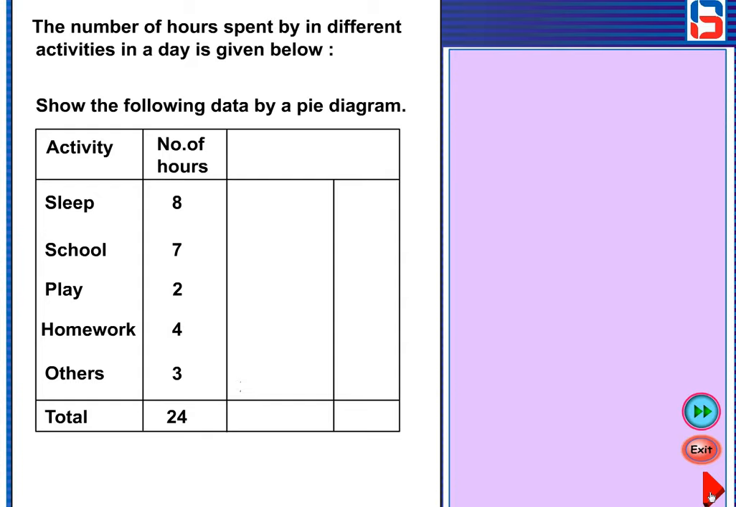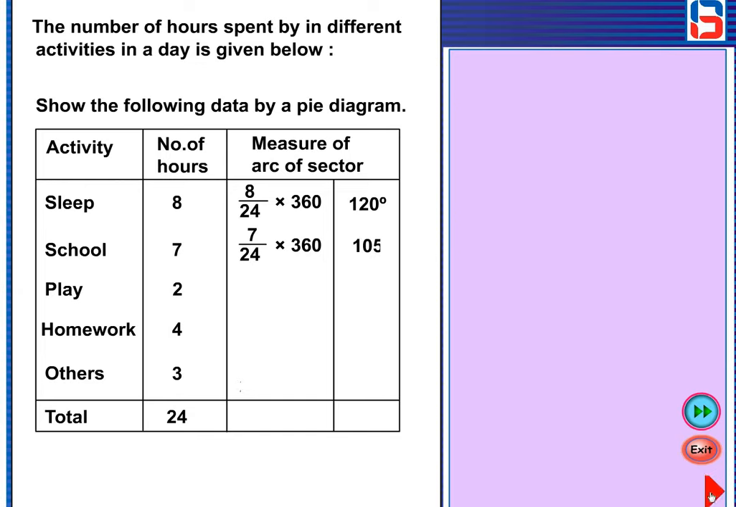Here we have to find the central angle, the measure of the arc of a sector, that is the central angle. 8 upon 24 into 360, you have to simplify, get the answer 120 degree. 7 upon 24 into 360 degree, that is 105 degree.